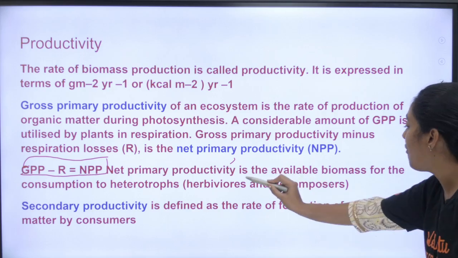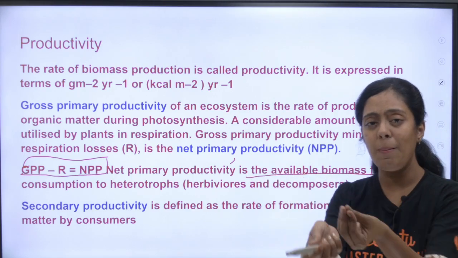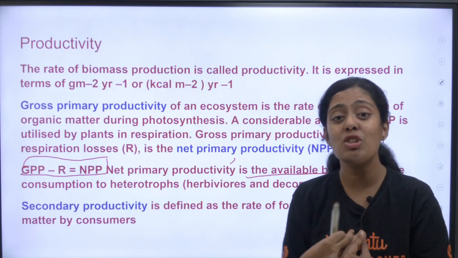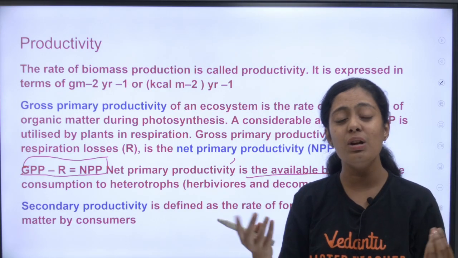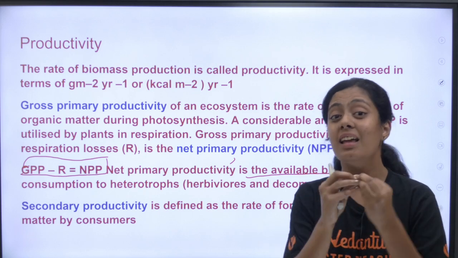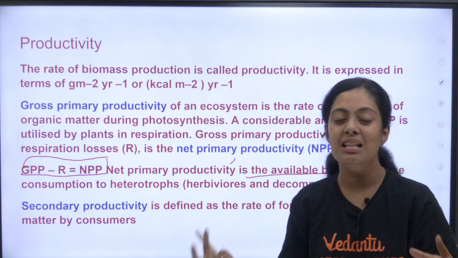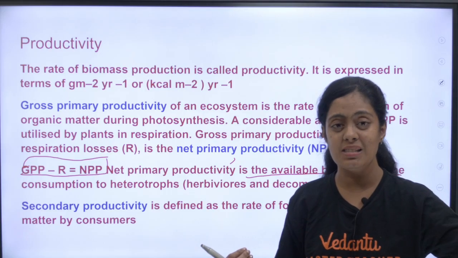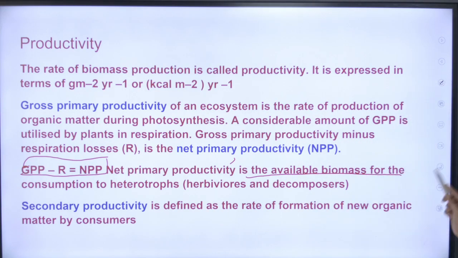NPP is the available biomass for the consumption of heterotrophs. After the plants have eaten, how much is left for us, that is what we call net, correct? So after all the expenses are gone, how much money I have in my hand, that is what we call net, right? So the same thing here. Whatever is left after the consumption by the plants, the leftover is called net primary productivity, pasangla.